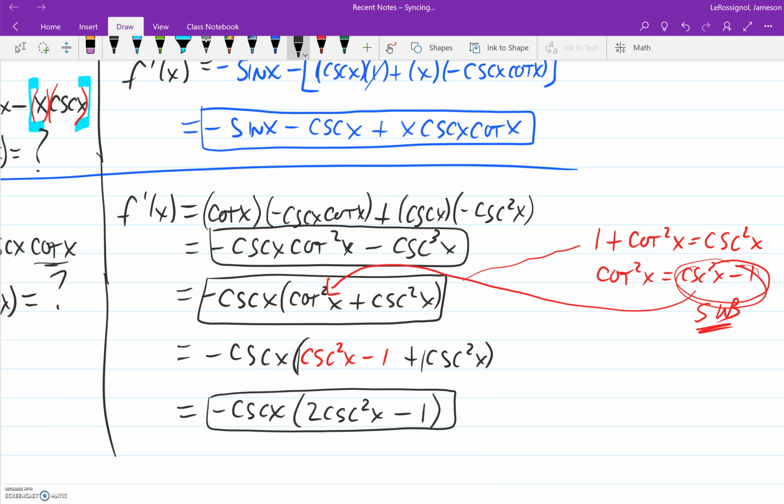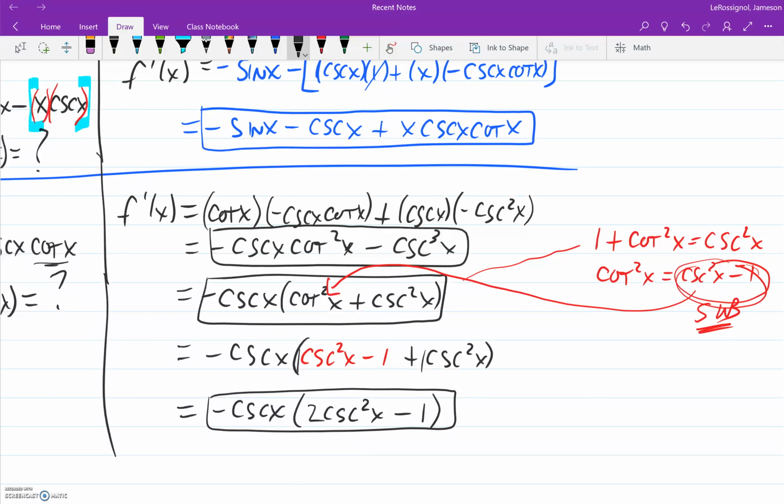I like it. Now, if we didn't have the 2 here, we could factor that guy and call it cosecant x plus 1 times cosecant x minus 1. Again, pretend like you don't have this. But we do have that, so we don't get to do that right now. Let me just put that 2 back in, and we are done.